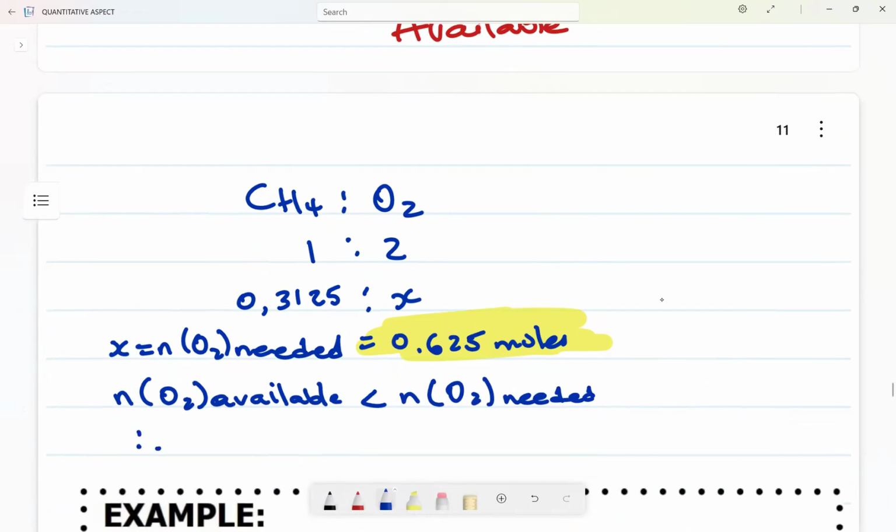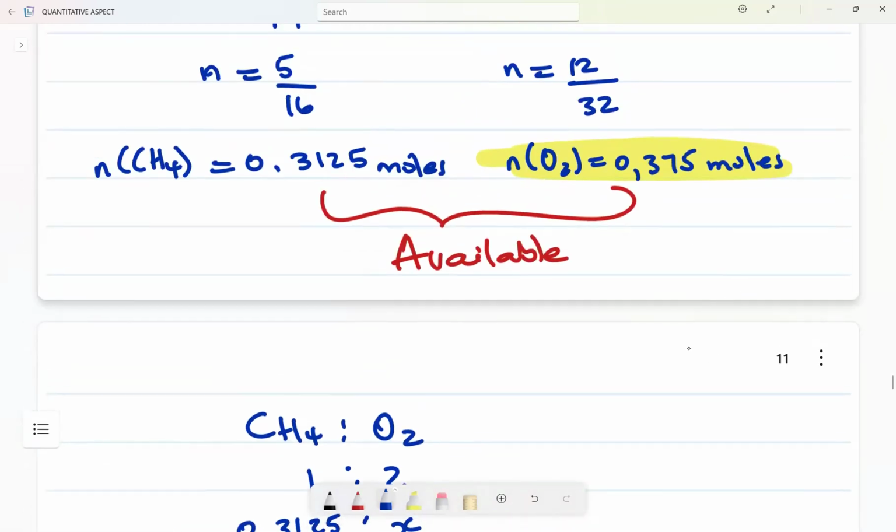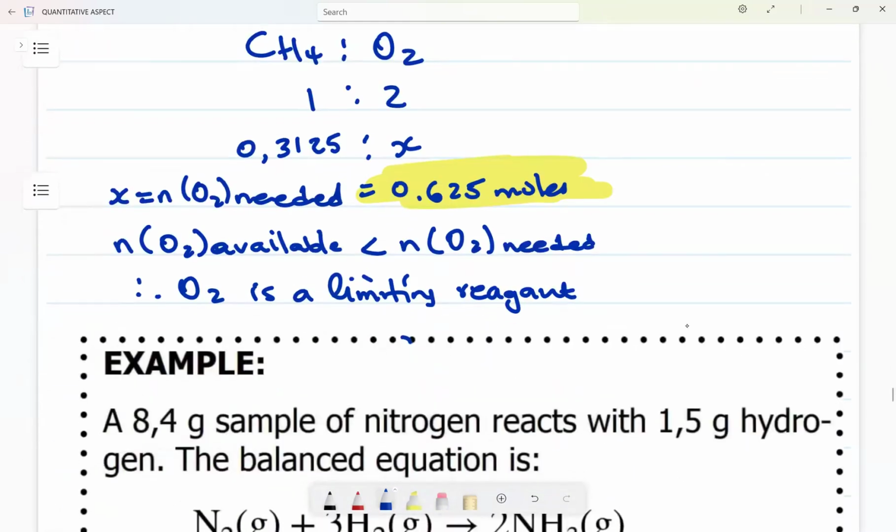So if that's the case, it means therefore O2 is a limiting reactant or reagent. Why is it a limiting reagent? Because if CH4 comes with 0.3125, how much do we expect of X? We assume that we do not know how much X has, so we want to see how much we need of X. In actual fact, we need 0.625 moles of X. But does X have that? No, X has less than that. So it is a limiting reagent.